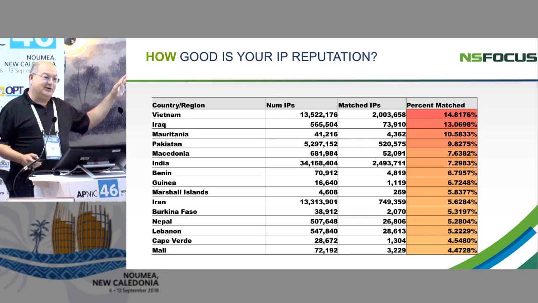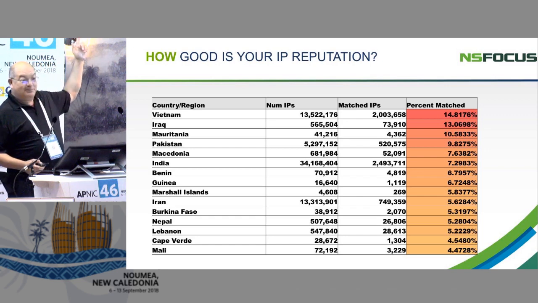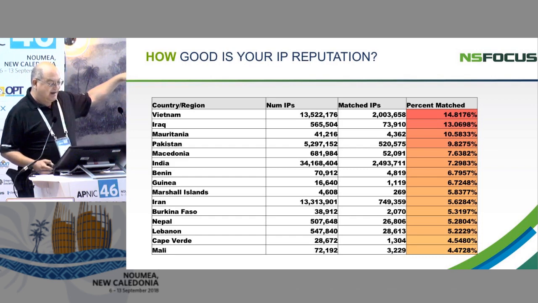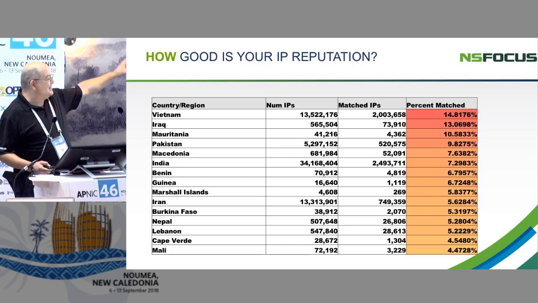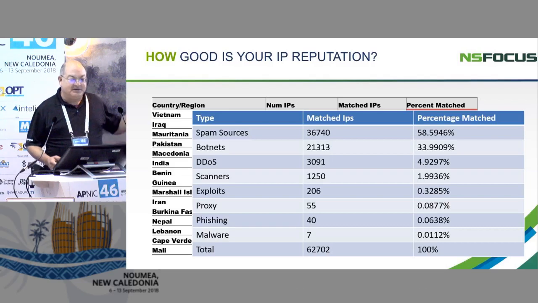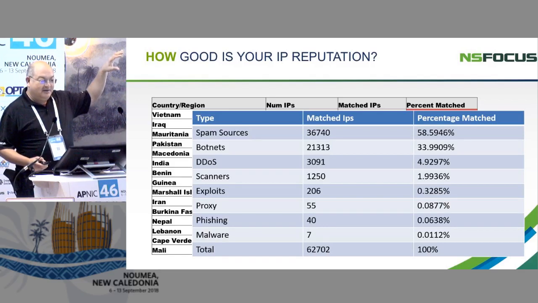And for the last year and a half running, Vietnam has been #1 in terms of worst reputation, which means they have the most affected devices per capita in the world. Iraq, Pakistan, these tend to be about the same, but consistently Vietnam has been #1. And then we look at the country, and based upon that country, how do we look at the division of IP reputation for each of those IP addresses?